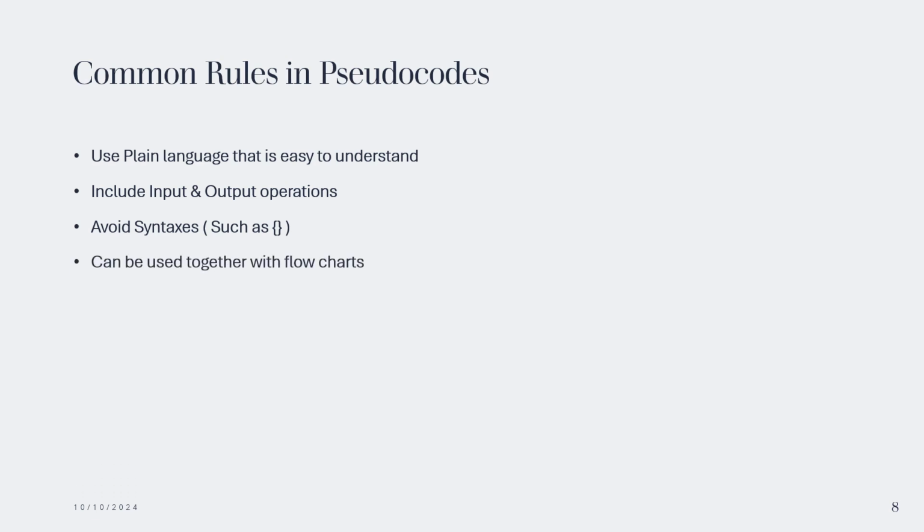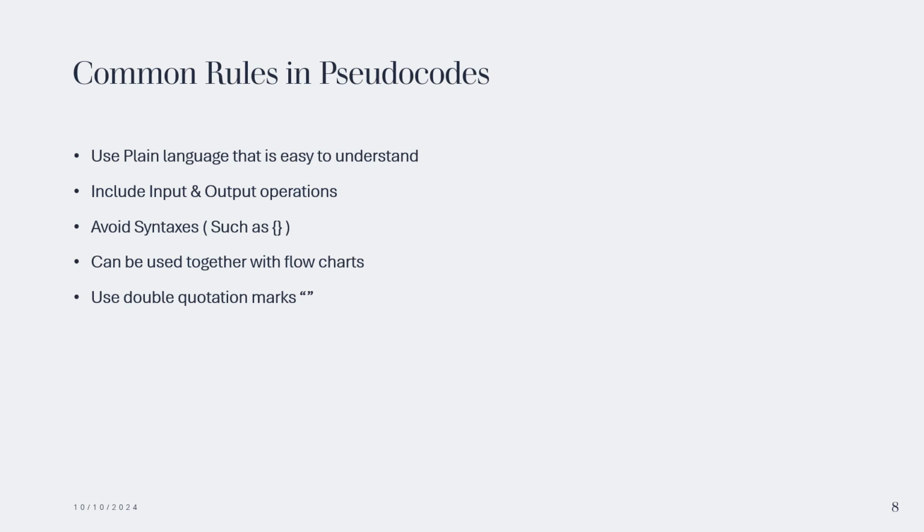And next, pseudocode and flowcharts go hand in hand. I will show you an example later. We can use pseudocode and flowcharts together. That is a very important point when it comes to flowcharts and pseudocode. They go very much hand in hand, so you can use pseudocode with flowcharts as well.